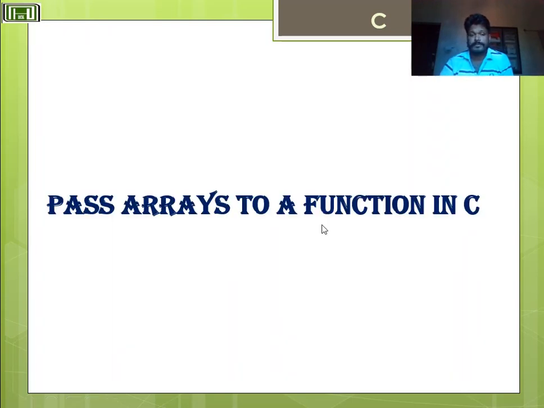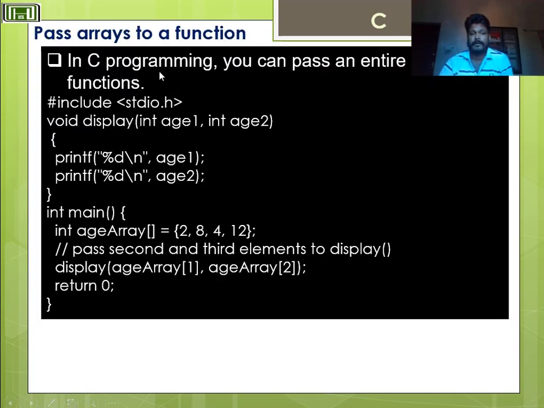So one more topic is there in this example: pass arrays to the function. Here we have how you can pass an array to a function. This can be explained using this program. Here we have #include stdio.h using a function, that is display. We have age1 and age2. We are going to print age1 and age2. So in the main function we have declared age array with 2, 8, 4 and 12. Then display age array of 1 and age array of 2. That is, these two values get displayed.